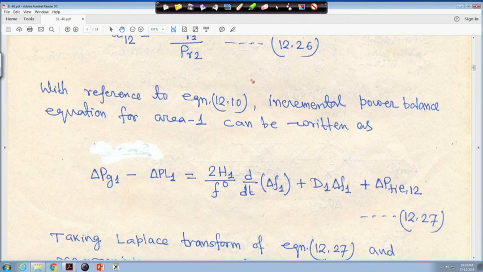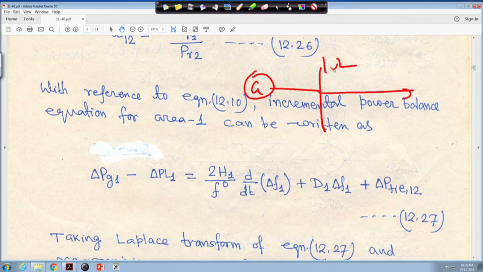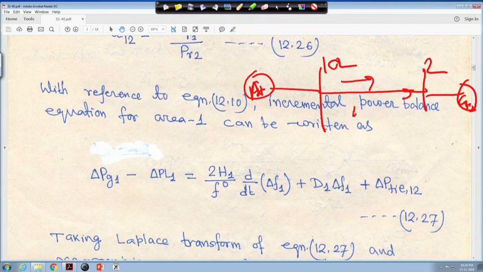So, for example, this is your generator, and this is your tie line, that is 1 2. This is area 1 and this is area 2, and power is flowing here, that is P tie 1 2, delta P tie 1 2, suppose it changes, and some load is also there. So generation has to match the load and this tie line power.